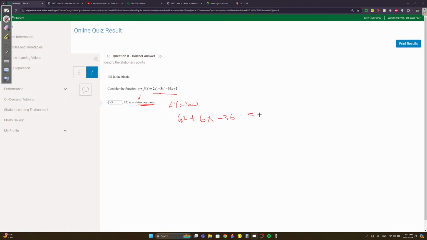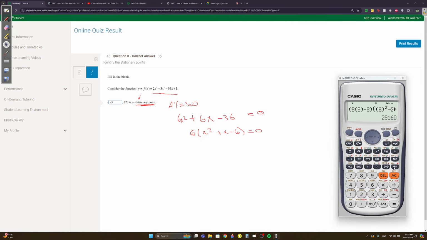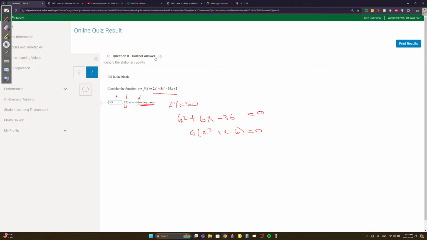So for the stationary point, what do we do? We equate it to 0. You factor 6 out. It's easily factorable, you're going to get 2 and minus 3. You might ask why they took minus 3. Because they're saying the y is 82. If you substitute 2, you're not going to get 82. So you have to check your 2 points, substitute them here, and see which one gets you this y coordinate.